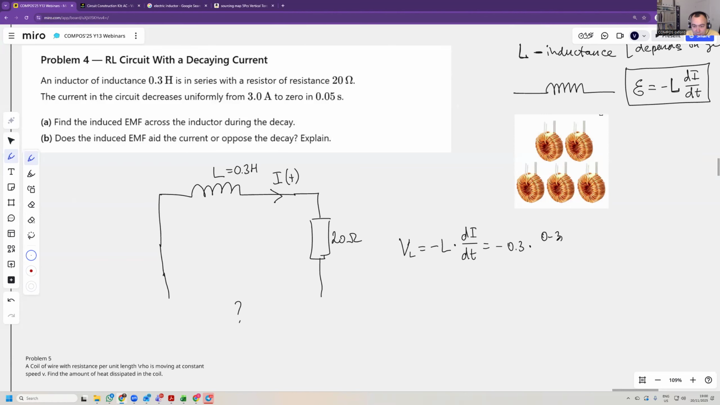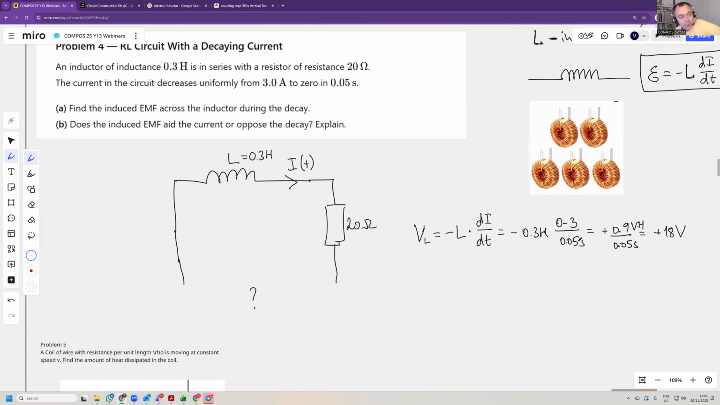to final 0, so 0 minus 3, over 0.05 seconds. And because it is minus, 0.9 divided by 0.05 seconds, which is volts times Henry. So 0.9 divided by 0.05 is 18. Oh, there's plus 18 volts. Now, because this is question A.